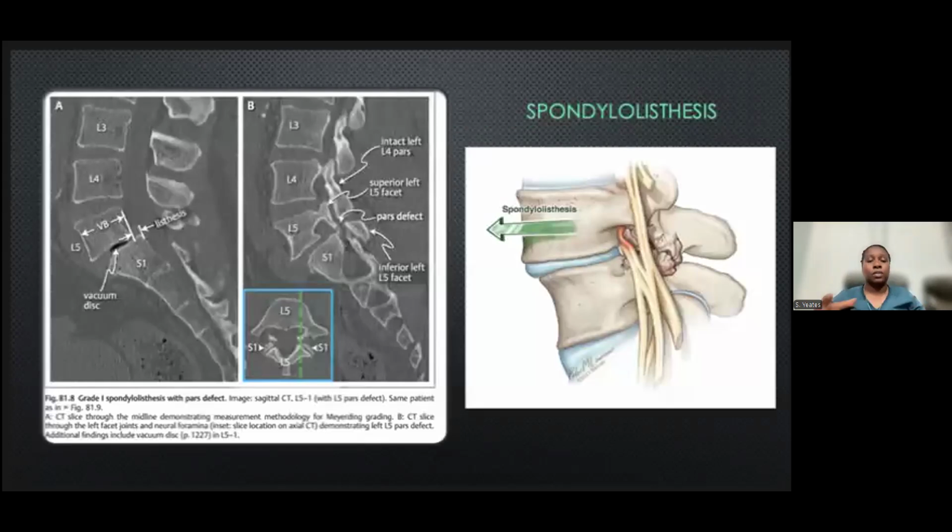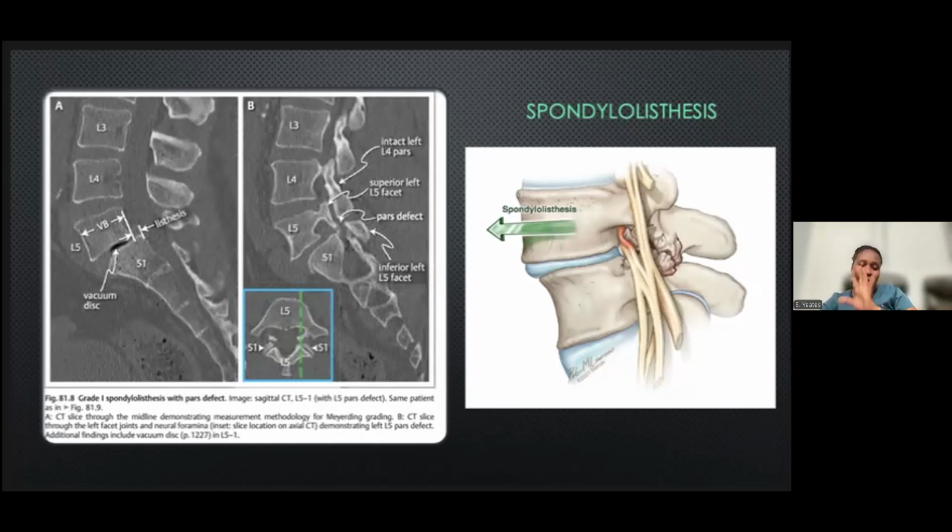Spondylolisthesis is basically when you have displacement or subluxation of one vertebral body on another in any direction. Most commonly, the superior vertebral body is anterior to the inferior one, as shown in the pictures on the far right and far left, and that's sometimes called anterolisthesis. When the superior vertebral body is posterior, it's sometimes called retrolisthesis.